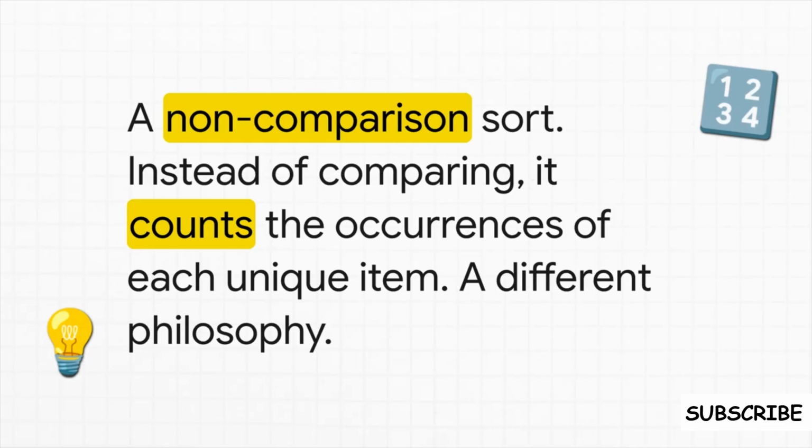It's called counting sort, and it has a totally different way of thinking. It's a non-comparison sort, which means it doesn't bother asking, is this bigger than that? Instead, it just counts. It looks at the whole list and just asks, okay, how many ones are there? How many twos? How many threes?